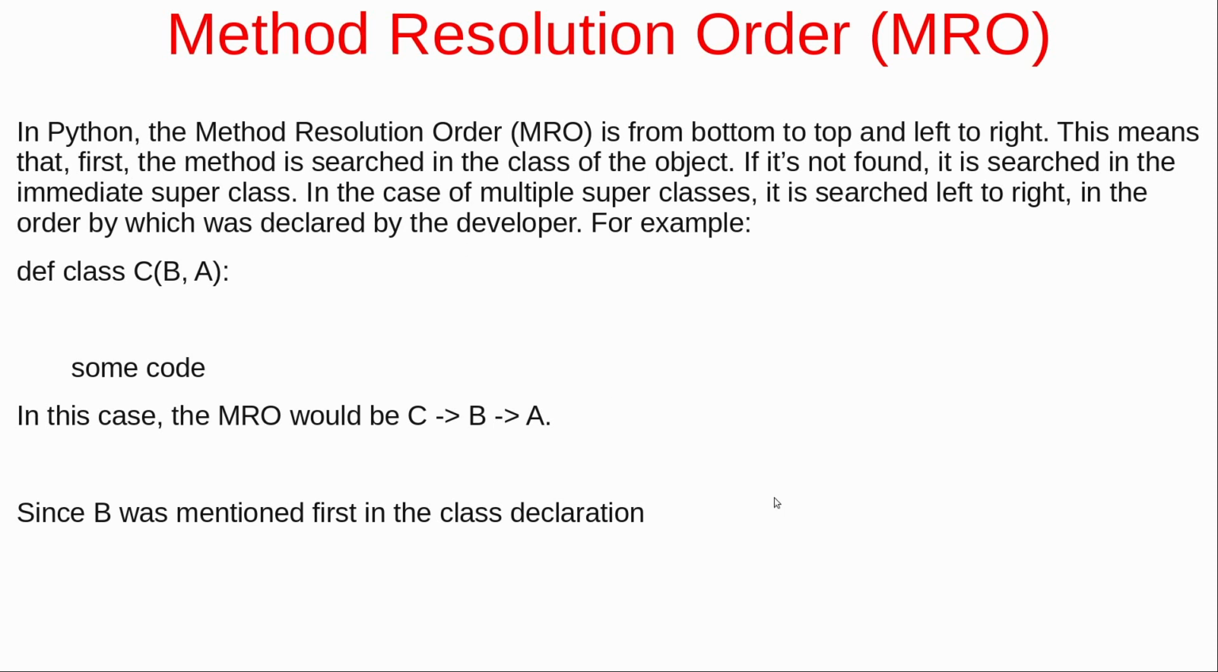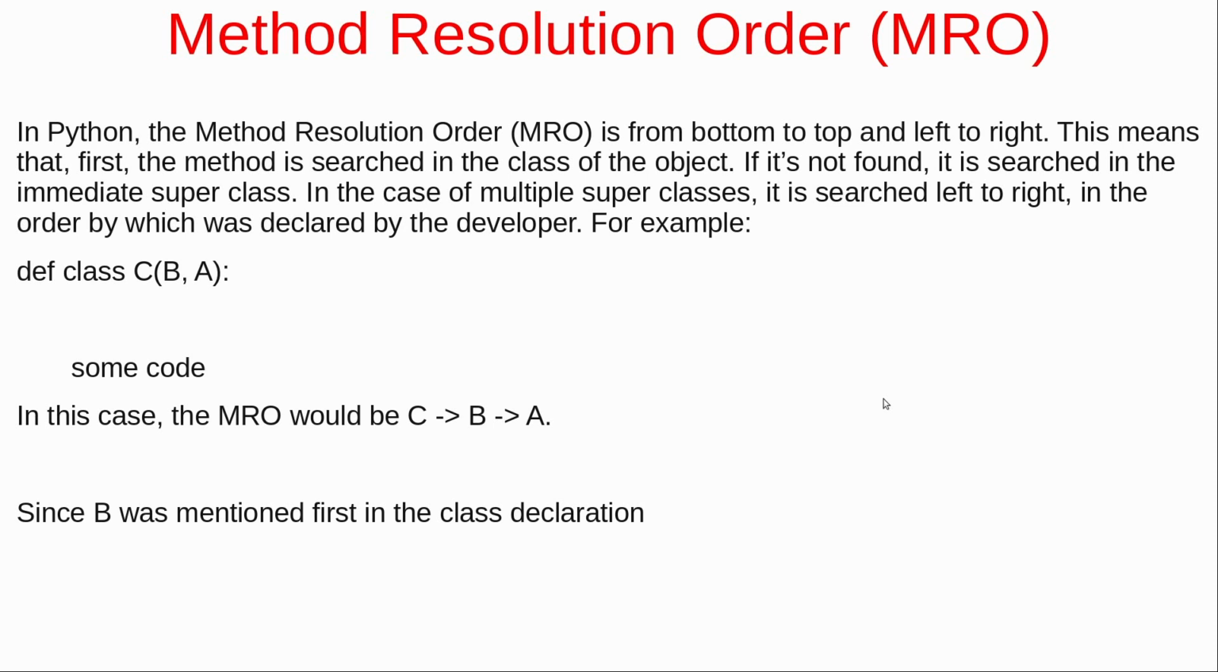In Python, the method resolution order is from bottom to top and left to right. This means that first the method is searched in the class of the object. If it is not found, it is searched in the immediate superclass. In the case of multiple superclasses, it is searched left to right in the order in which they were declared by the developer.